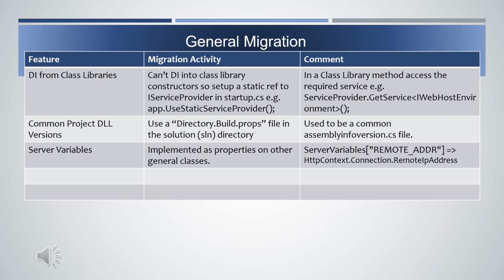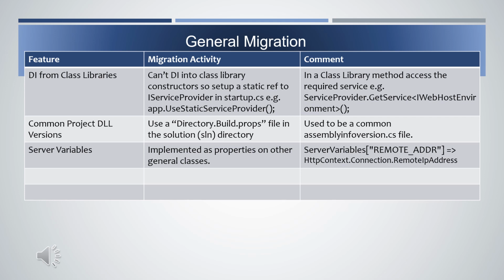Services in the dependency injection container cannot be injected directly into class libraries when instantiated directly within code. The workaround for this is to have a static service provider that is then used to get the required services from inside the methods in the class libraries.